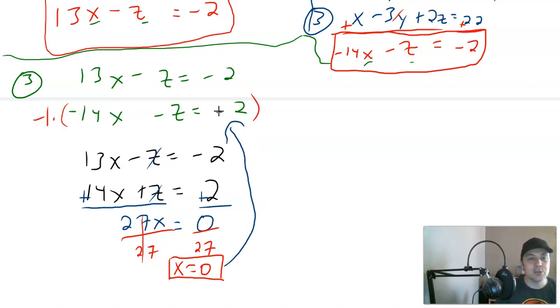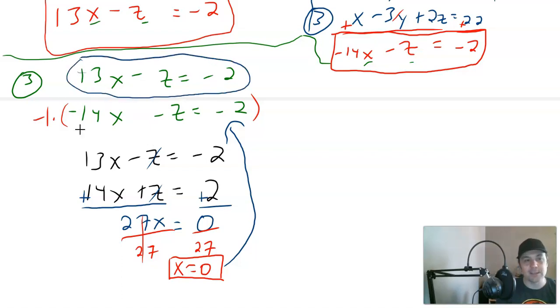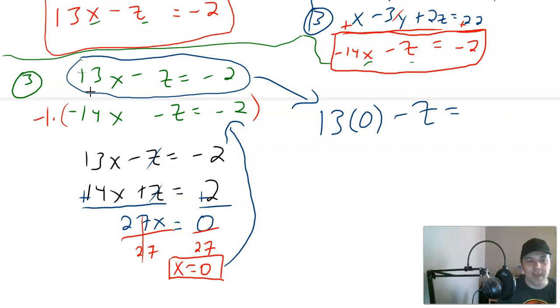And so I think I'll choose the top one because it looks a little more friendly to me with this negative sign here. So we're going to plug it in here. We'll have 13 times 0, right? I'm plugging in 0 for x. I guess it doesn't really matter what that number is, right? Because if we're plugging in 0, that term's just going to go away. So it really didn't matter. I gave it more thought than I really needed to. We get 13 times 0, which is going to be 0.